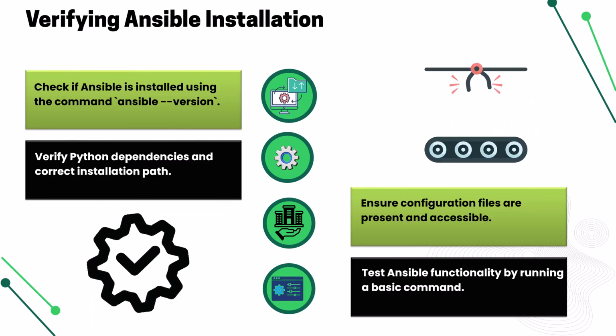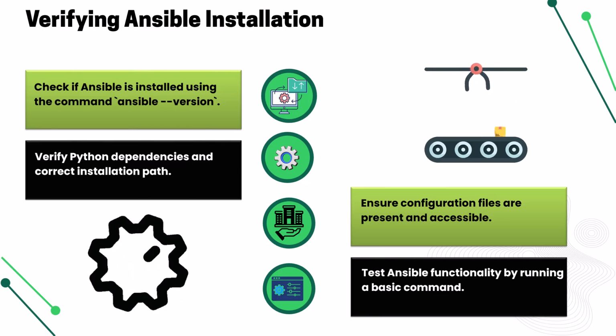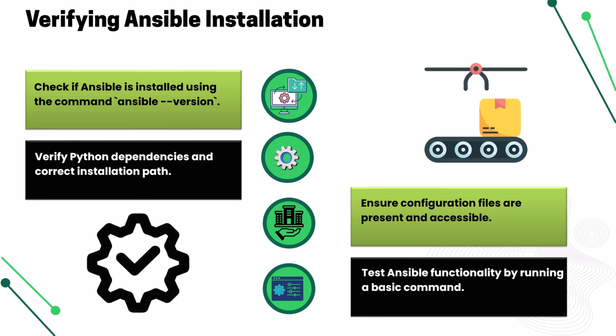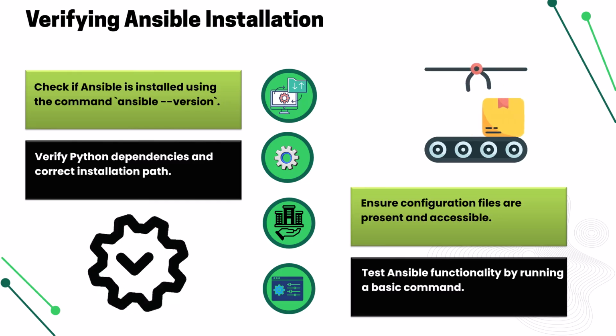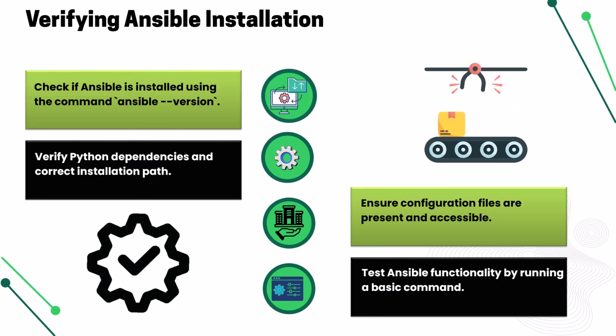Before diving into Ansible, let's make sure it's actually installed. We'll start with a simple command to check the version. If it's missing, we might have to do some troubleshooting. Also, verifying dependencies and config files saves time later. Finally, we run a basic command, because nothing says "I installed it" like seeing it actually work.